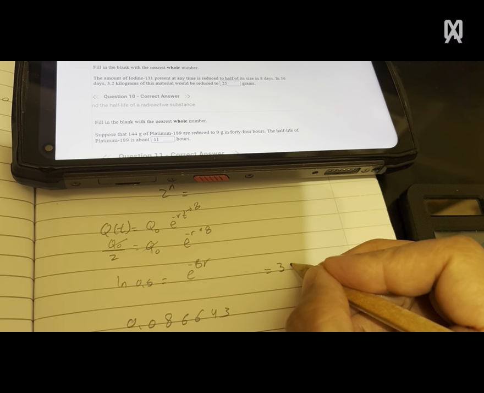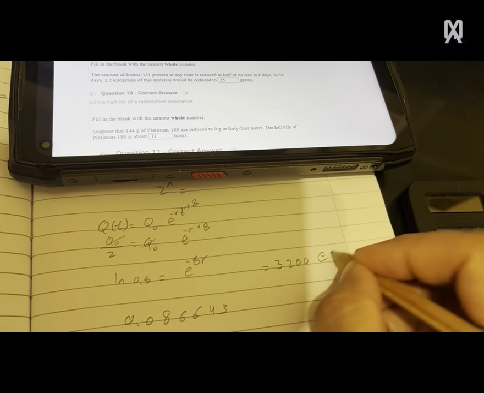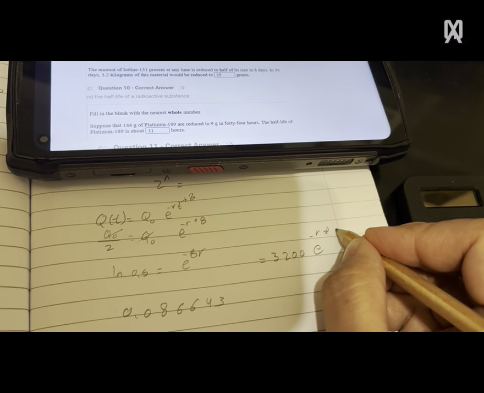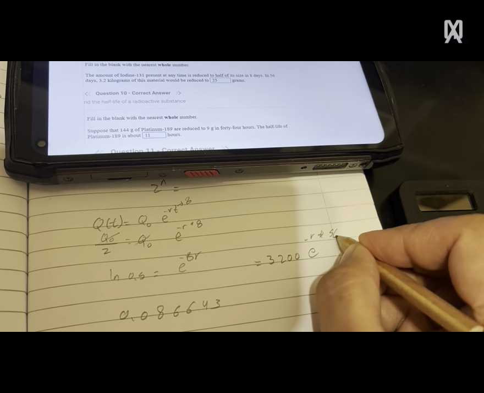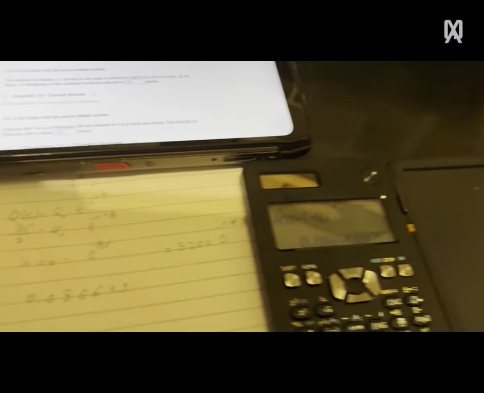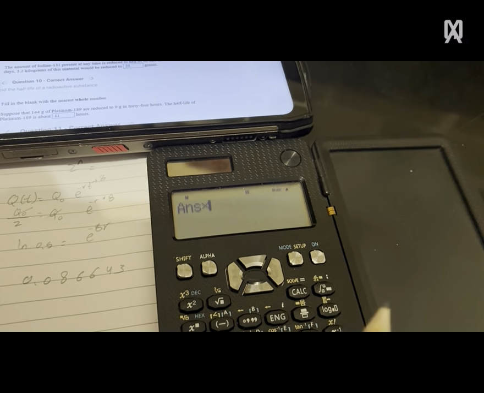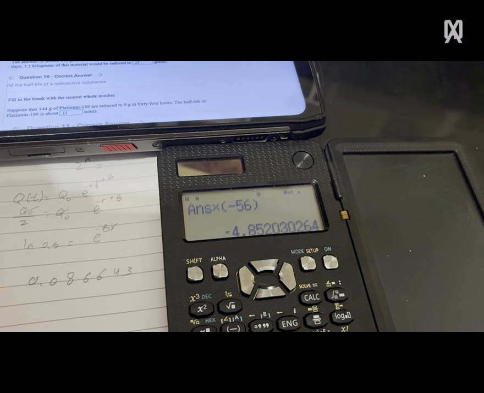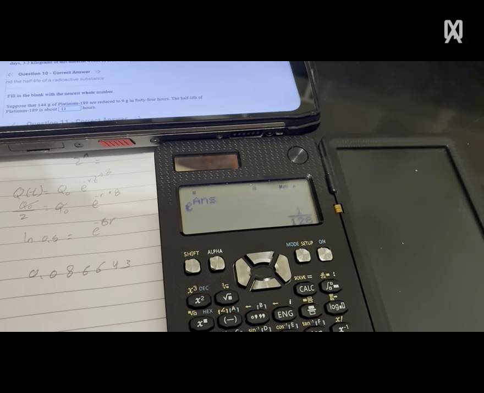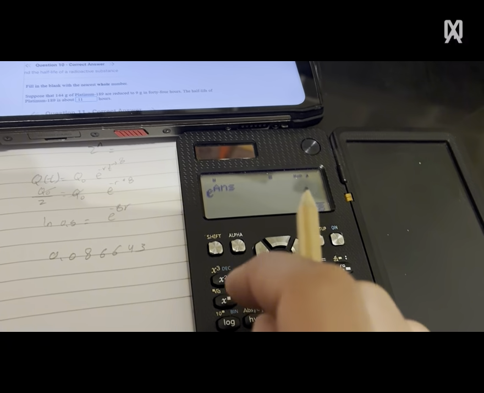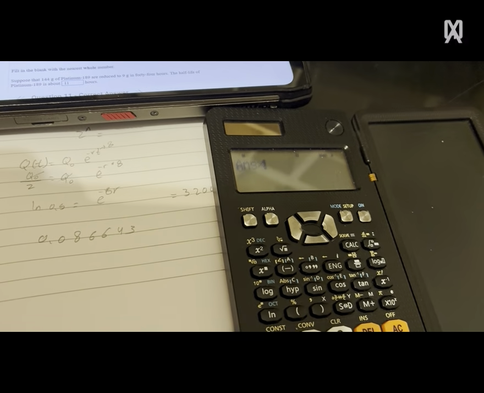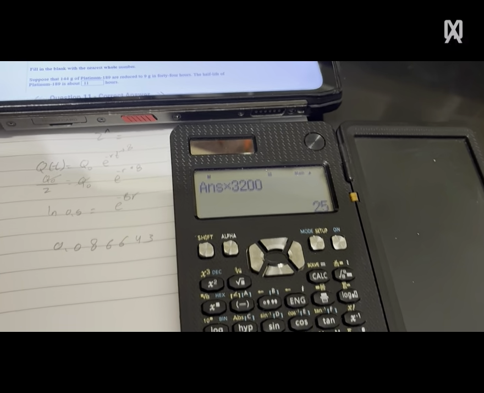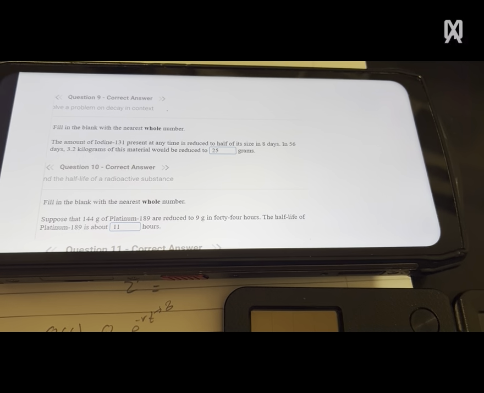So 3200, I multiply by 1000, e to the power of minus, this is my R, and the time is 56 days. So I'll multiply this times minus 56, and then exponential, and so 1 over 125 times 3200. So you will have 25 grams left. So this is equal to 25 grams.